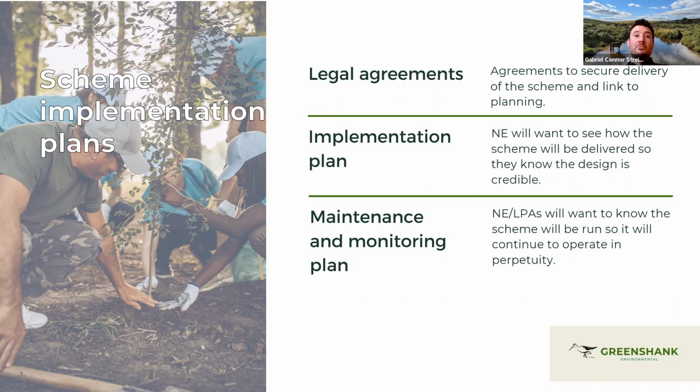And then there'll also need to be a set of maintenance and monitoring plans. So, effectively, Natural England and the local planning authorities will want to have the confidence that the scheme is going to be maintained in a way that it continues to function and continues to deliver nutrient mitigation in a way that it was originally proposed, effectively.